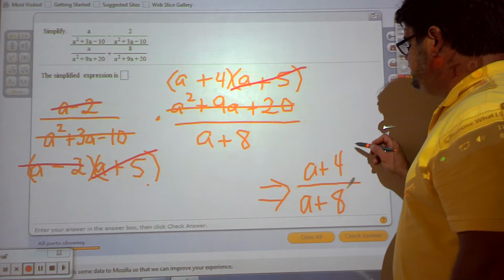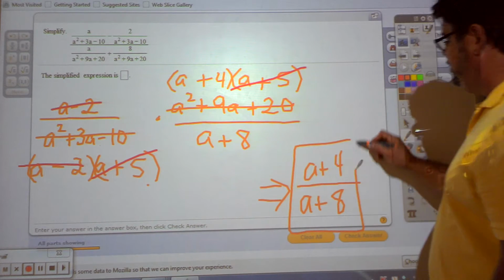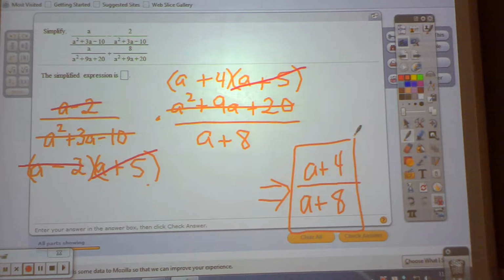And what are they trying to get you to bite on? What are they trying to get you to do? They're trying to get you to cancel the 4 and 8, but you can't because you're married. That's a good test question.